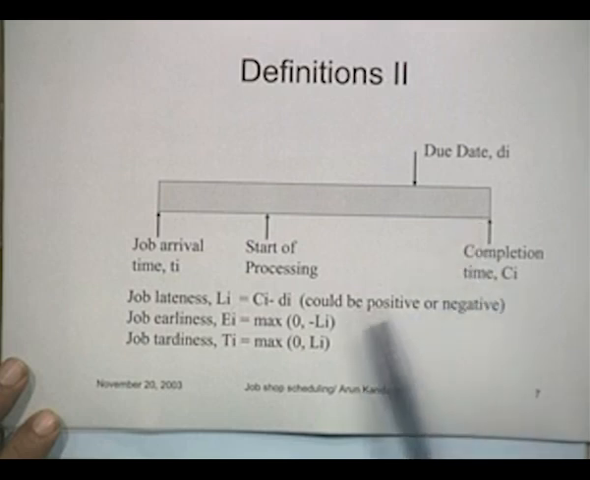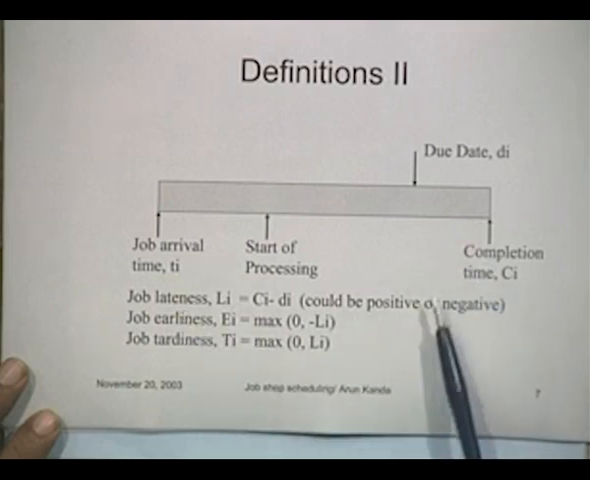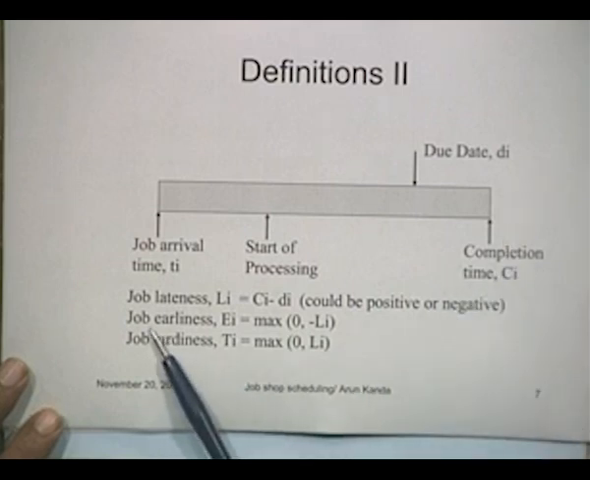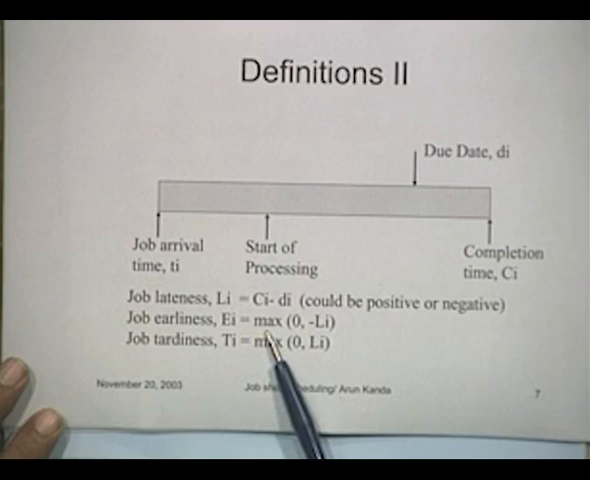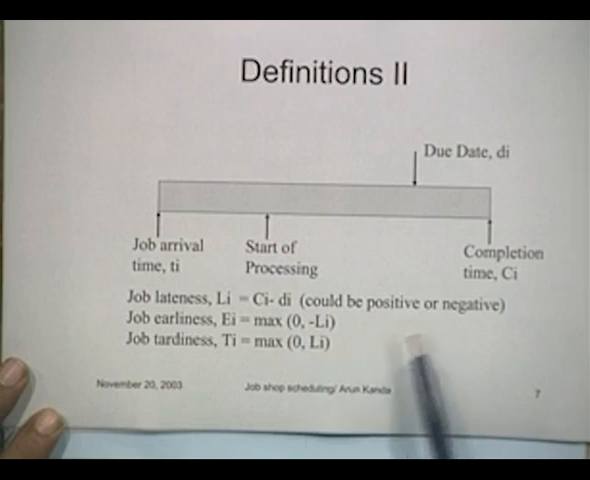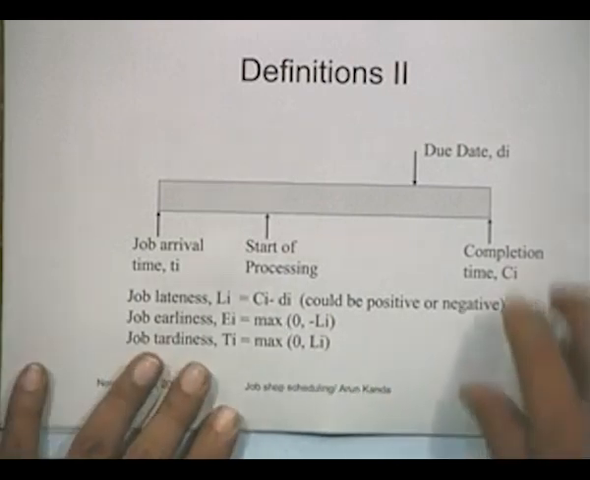This could be positive or negative as the situation is. If it is positive, it is lateness. If it is negative, it is earliness. So mathematically we can say the job earliness is Ei, which is the maximum of 0 and minus Li, and job tardiness is Ti, which is the maximum of 0 and Li. So in that sense we can define job lateness, job earliness and job tardiness, because these are also terms which you need to be clear about.